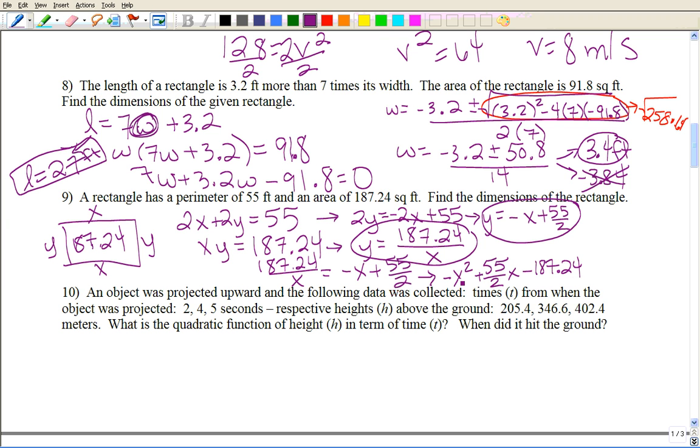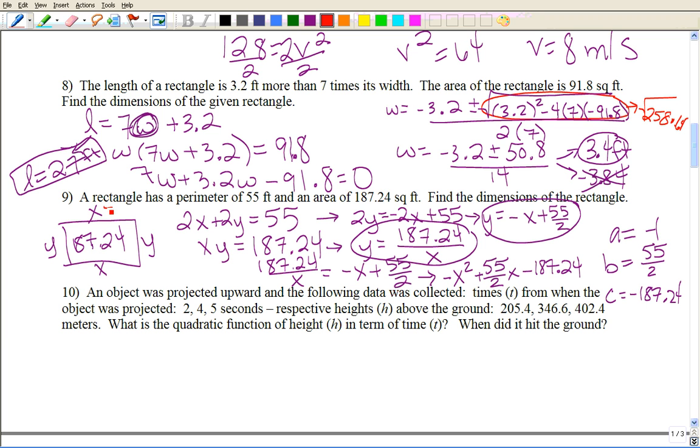So now I'm going to plug into the quadratic formula. I'll use an a value of negative 1. B is 55 over 2. And C is negative 187.24. So I'll plug that into negative b plus or minus the square root of b squared minus 4 times a times c, all over 2a. And I will get an x value of 12.4.